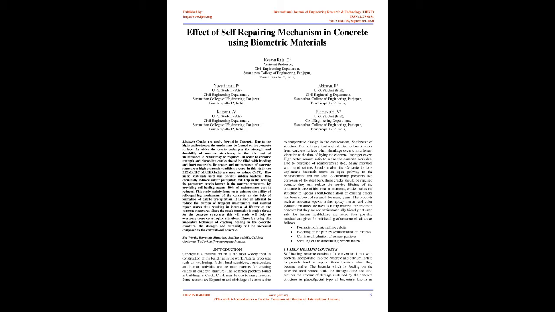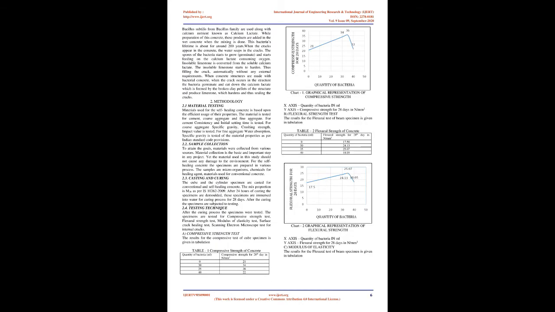1. Introduction. Concrete is the most widely used material in the construction of buildings in the world. Natural processes such as weathering, faults, land subsidence, earthquakes, and human activities are the main reasons for creating cracks in concrete structures. The common problem found in buildings is cracks.